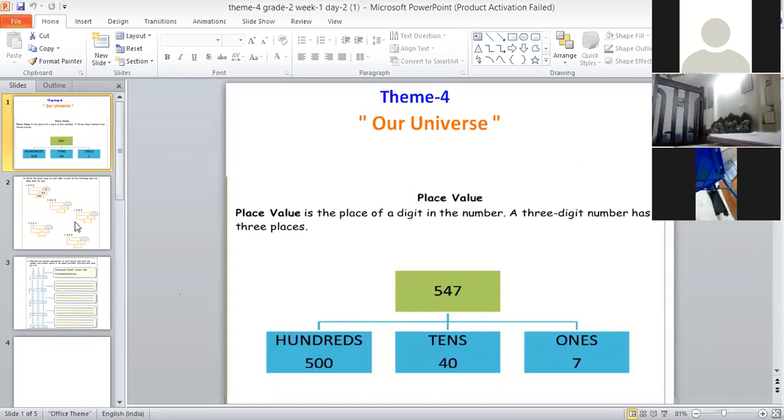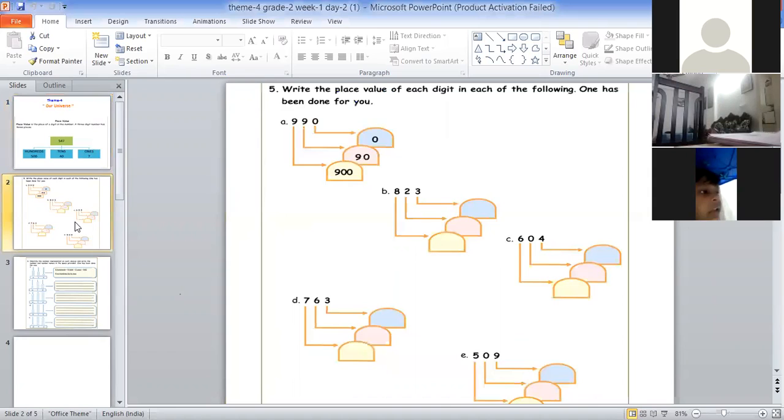Children, take out page number 5 of your math codes book. Yes, children, open page number 5 of your math codes book. Write date and classwork on page number 5 quickly.